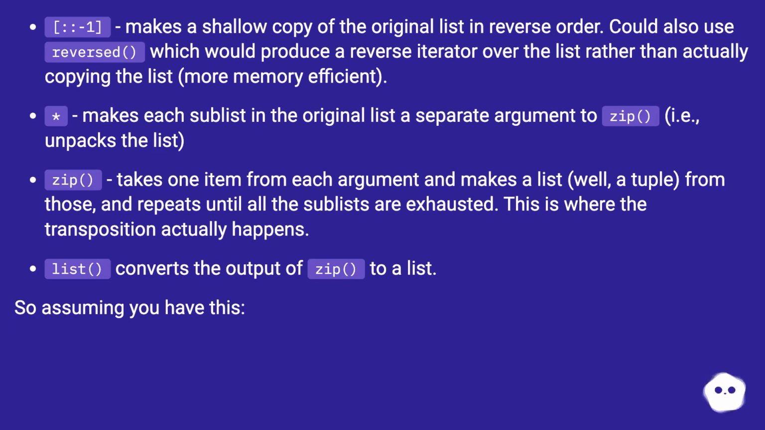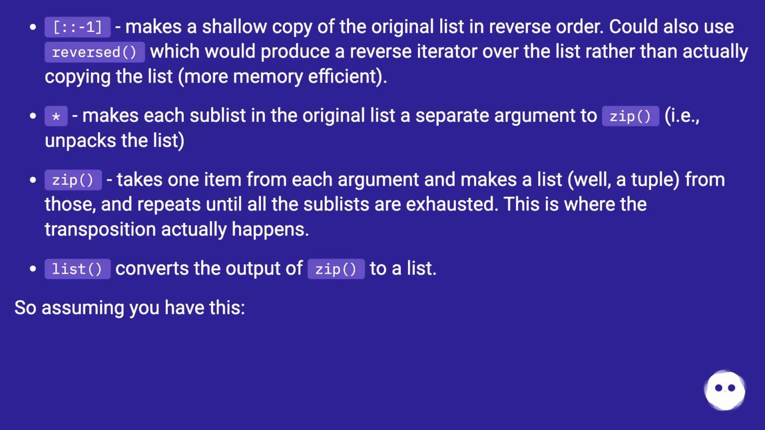Zip takes one item from each argument and makes a list, well, a tuple, from those, and repeats until all the sublists are exhausted. This is where the transposition actually happens. List converts the output of zip to a list.